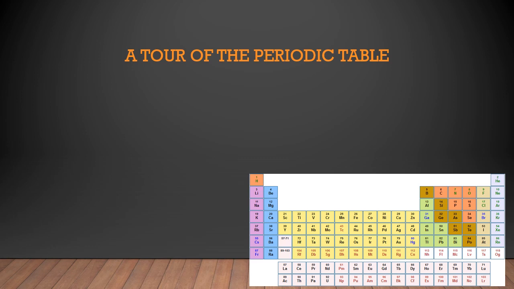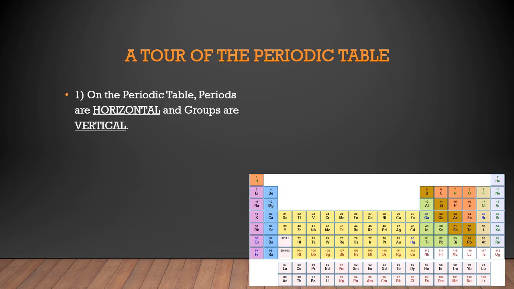A tour of the periodic table. Down on the bottom right, periodic table for your reference. Number 1, on the periodic table, periods are horizontal and the groups are vertical. So an example of a period would be your hydrogen, helium would be period 1. Period 2 would be lithium, beryllium, boron, carbon, nitrogen, oxygen, fluorine, neon.